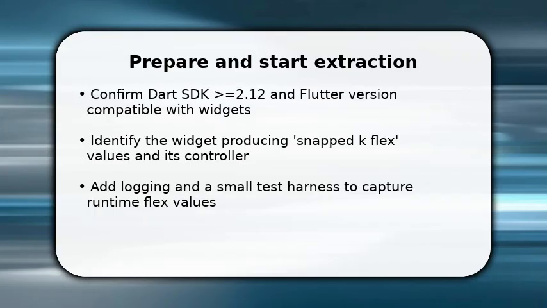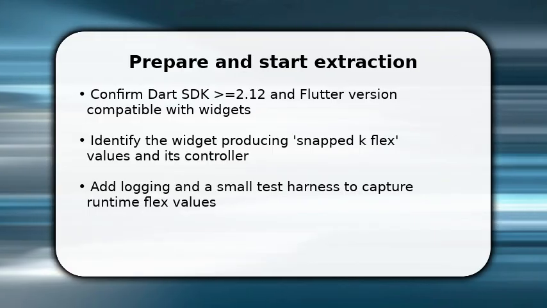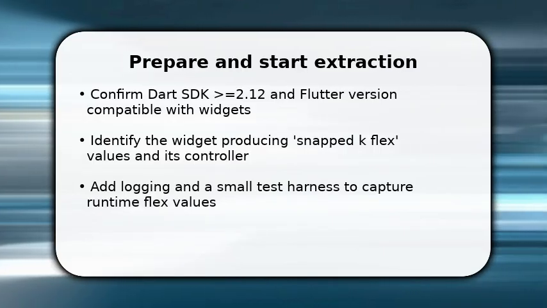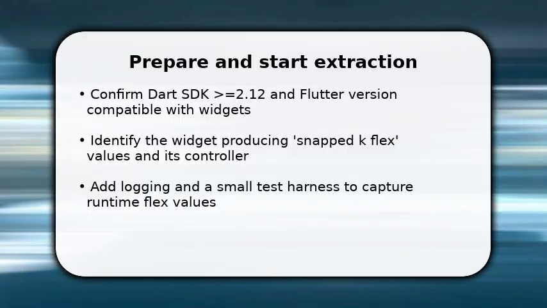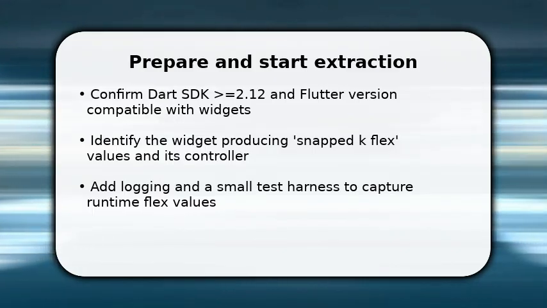You begin by verifying your runtime and locating where the snapped K flex originates. Once done, attach a controller or callback to that widget so you can observe the value as it changes. Make sure to add lightweight logging or a debug overlay to capture the flex number immediately when the snap happens. You want to collect the raw flex integer or double at the moment of snapping rather than guessing from layout. This gives reliable inputs for the next steps.